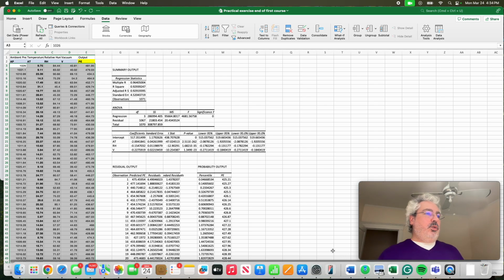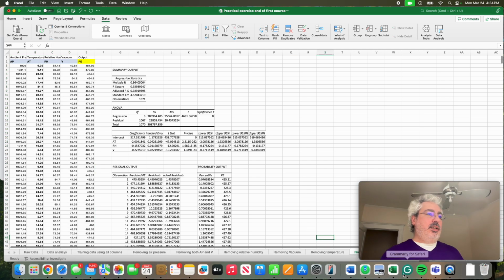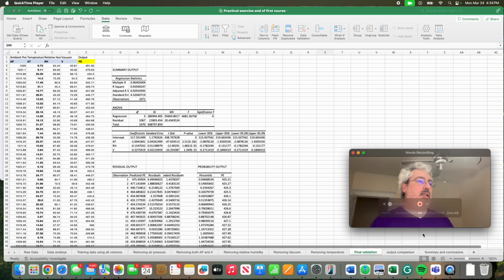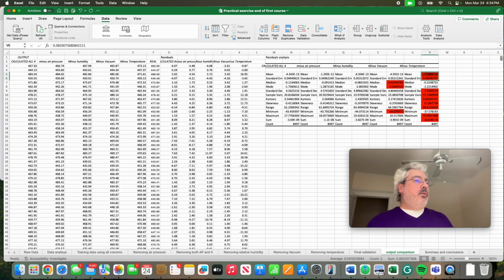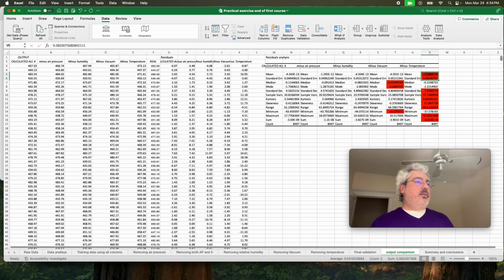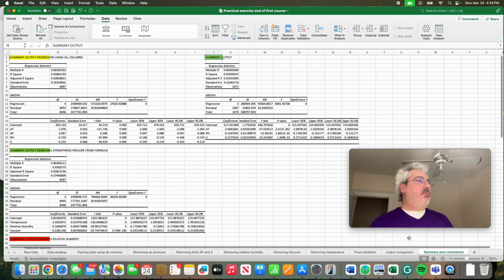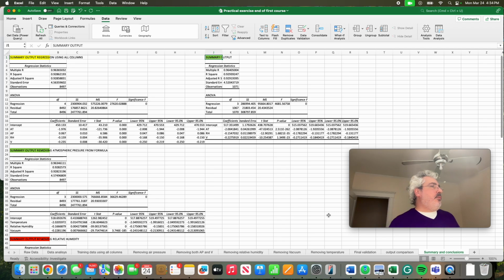Now, if we go to see what happened in all the different scenarios and what was the output of it, sorry, too many screens for my mouse. So if I look at the summary regression, the original set of data using all the columns yields these kind of results. The coefficient is 450, and the multiple R is 0.96.